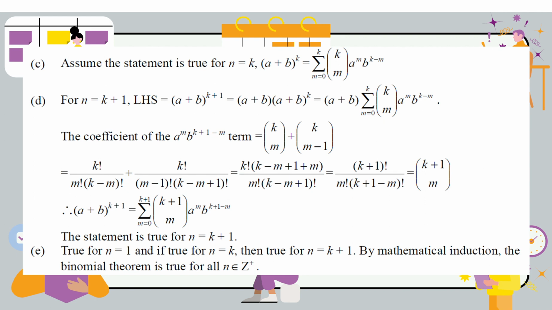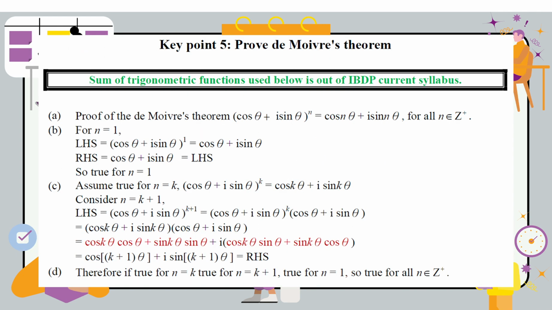So probably we don't need to prove the binomial theorem in the exam, but if you want to prove something similar, you need to manipulate this combination stuff. Just work it out from the definition. Now, prove De Moivre's theorem.